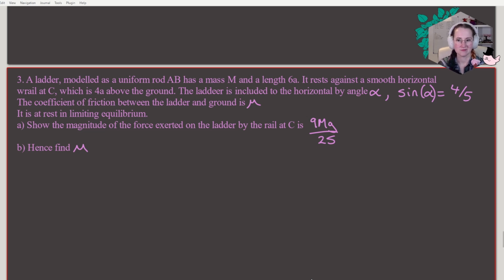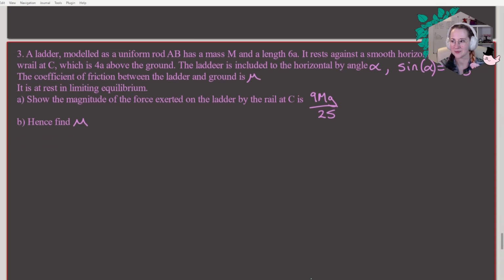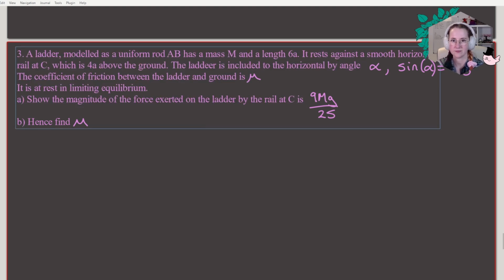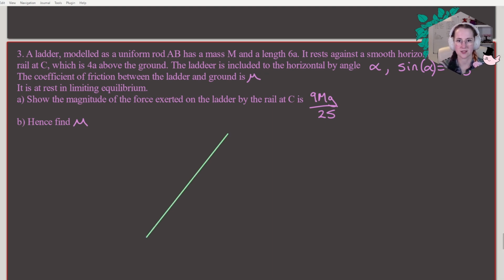Now we have a ladder modeled as a uniform rod AB, has mass m and a length 6a. So let's draw this out. It rests against a smooth horizontal rail. That's not how you spell rail to start with. So we have our ladder AB resting, so we have A and we have B. Rests against a smooth horizontal rail at C, and the rail is perpendicular to the plane of the ladder, so for all intents and purposes it's like a little dot.